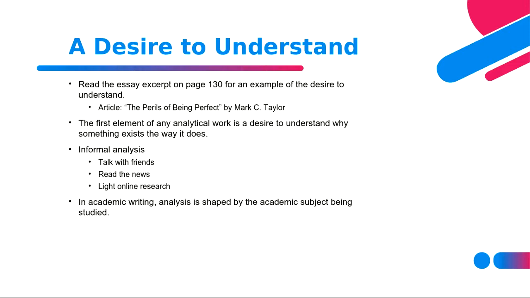There's a few ways that you do informal analysis on your own without having to deal with academics. You do informal analysis by talking with friends. What do they think about the subject matter? What do they think about what you're talking about? What do they think about the issue? Reading the news is usually a good source for finding out stuff about your topic, especially if it's in the news and you're finding that there are conflicting elements about it. You can also do some light online research. Look around through Google. See what you can find about the topic.